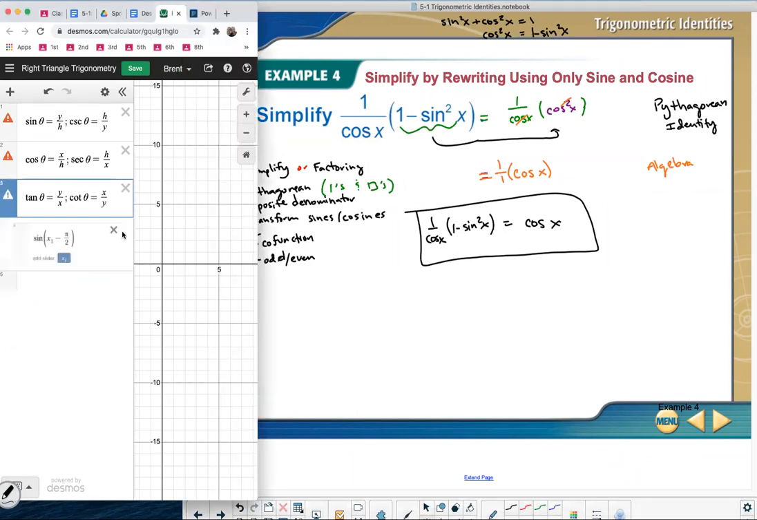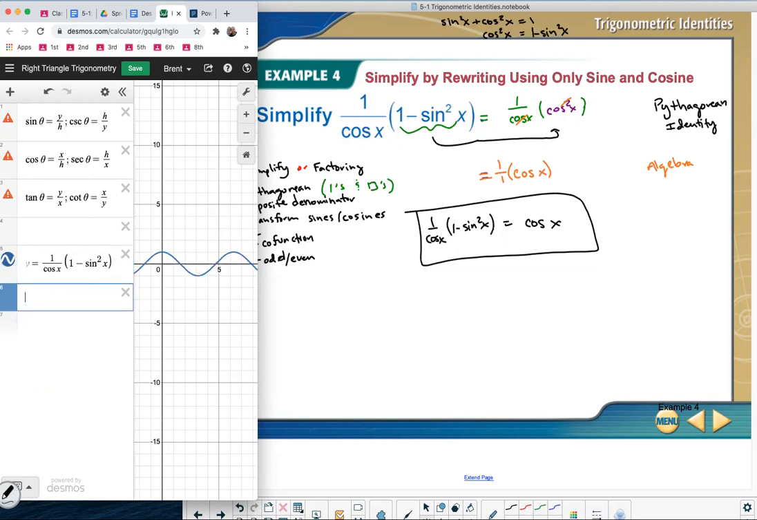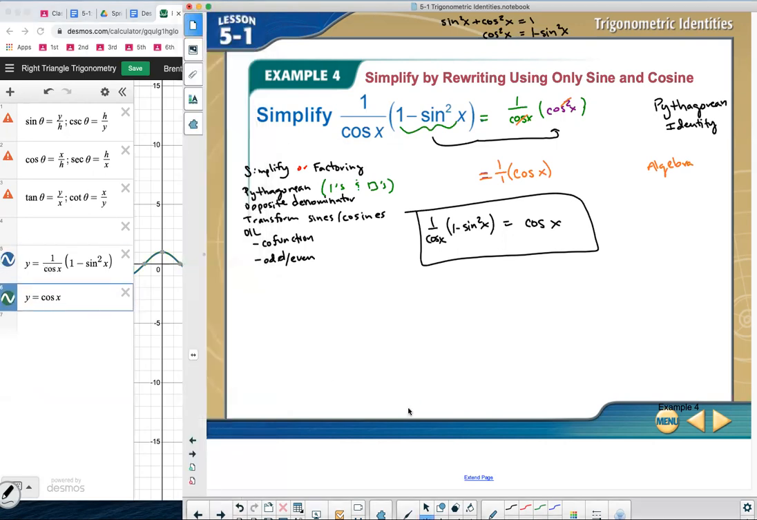Well, all you have to do is graph. These are supposed to be congruent to one another, which means the graphs should match. If I did y equals the left side of the equation, 1 divided by cosine x times 1 minus sine squared x, that graph better equal y equals cosine x. Do the graphs match each other? Yes, they do. So we did it correctly. They match. Okay.